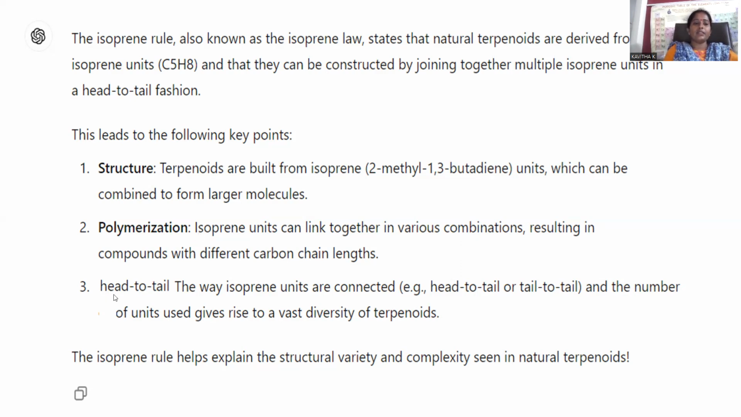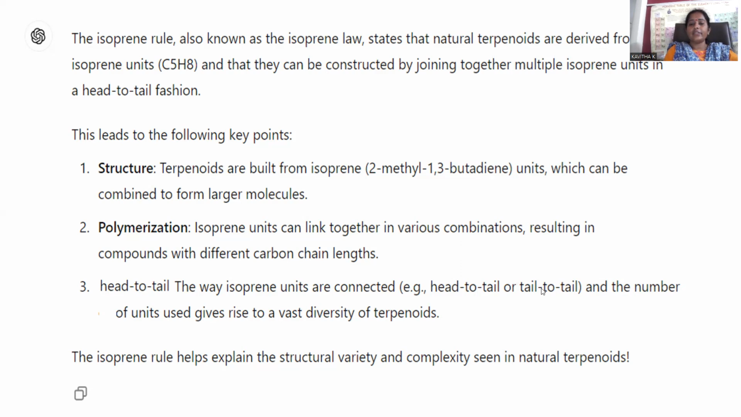And the other important thing is the head-to-tail manner. Head to tail in the sense that whenever we take an isoprene unit, isoprene is a kind of 1,3-butadiene, 2-methyl-1,3-butadiene, it joins with any other isoprene unit with 1-to-1 addition or else 1-to-4 addition. That is known as head to tail or tail to head, both.